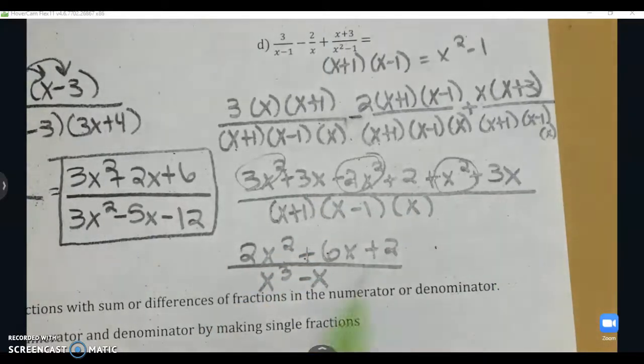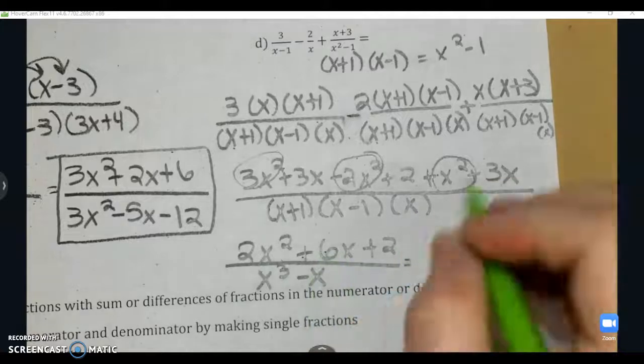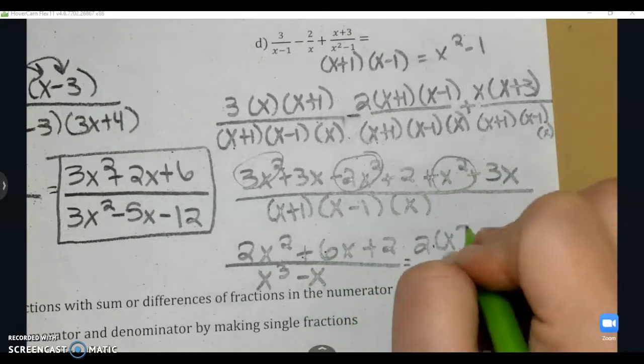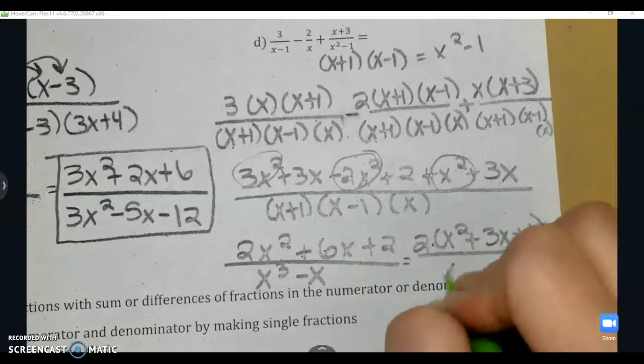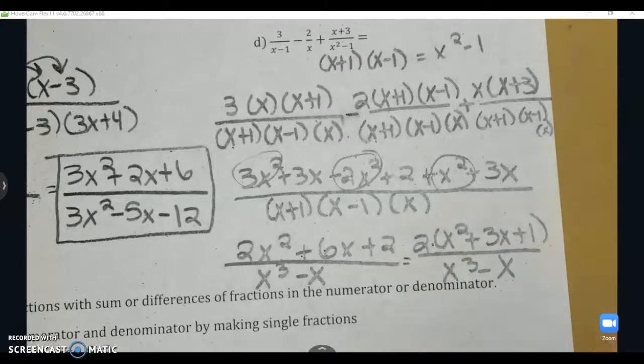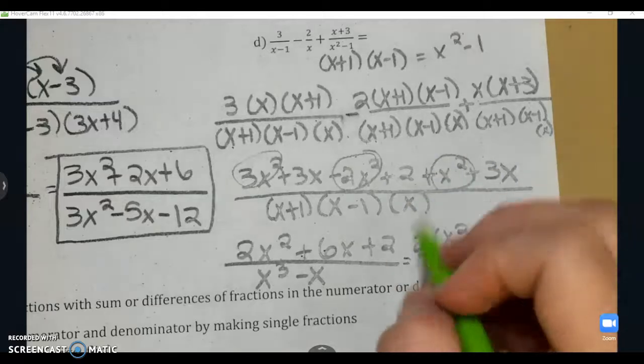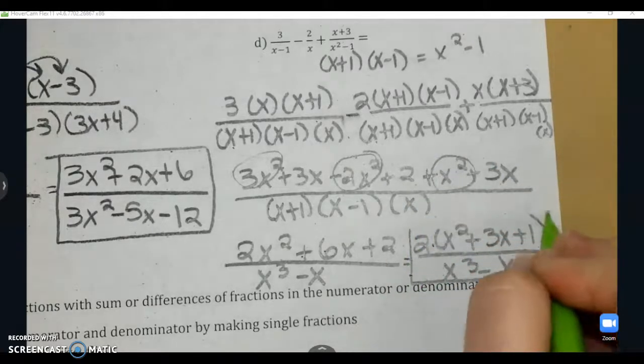Now, there is a GCF in the top that I can factor out, and that is 2. And that leaves us with x squared plus 3x plus 1. Now, I do have a trinomial in the numerator, but there are no factors of 1 that add to 3, so it cannot be factored. And here is our final answer.